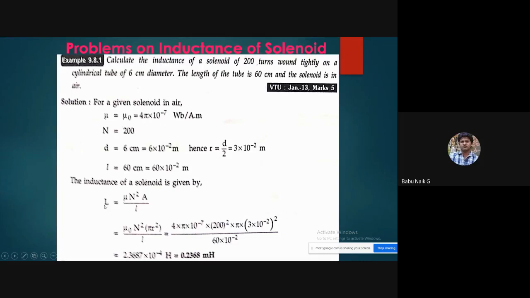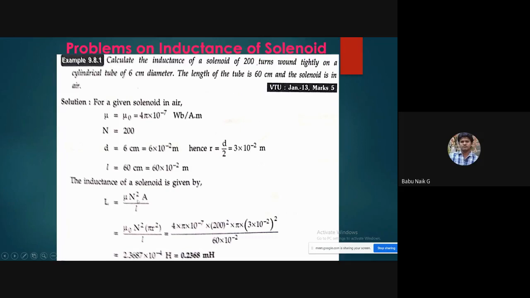So we know that the inductance of a solenoid is L equal to mu n square A by L. It is given in air, so we consider mu equal to mu naught. The mu naught value is 4 pi into 10 to the power minus 7 Weber per ampere meter. Then we require the number of turns of the solenoid, which is given as 200, so n is 200. And then the area of the solenoid is required.